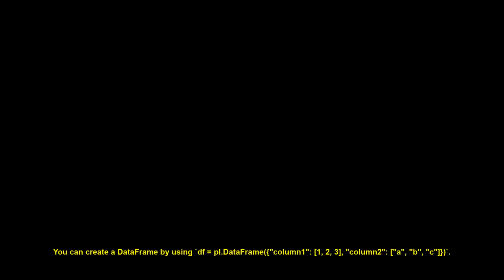Now, let's create a simple data frame to work with. You can create a data frame by using df = pl.DataFrame, with column 1 as 1, 2, 3 and column 2 as A, B, C. To view the data frame, simply print it with print(df). Next, let's explore some basic data transformations.